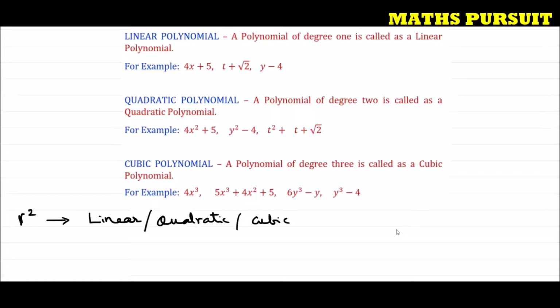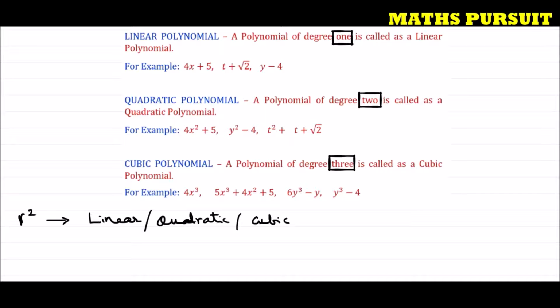Now guys, let us first understand what is meant by a linear polynomial, a quadratic polynomial or a cubic polynomial. If we understand the definitions, it would be very easy to answer this question. A polynomial of degree 1 is called a linear polynomial. It is as simple as that. A polynomial of degree 2 is called a quadratic polynomial. A polynomial of degree 3 is called a cubic polynomial. The definitions are very simple and very straightforward.